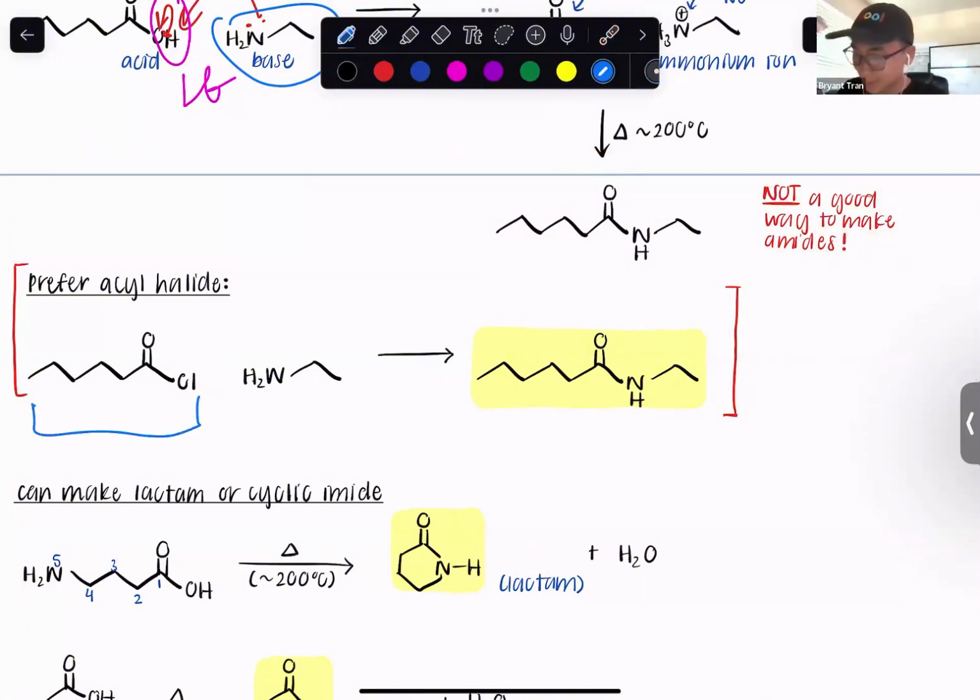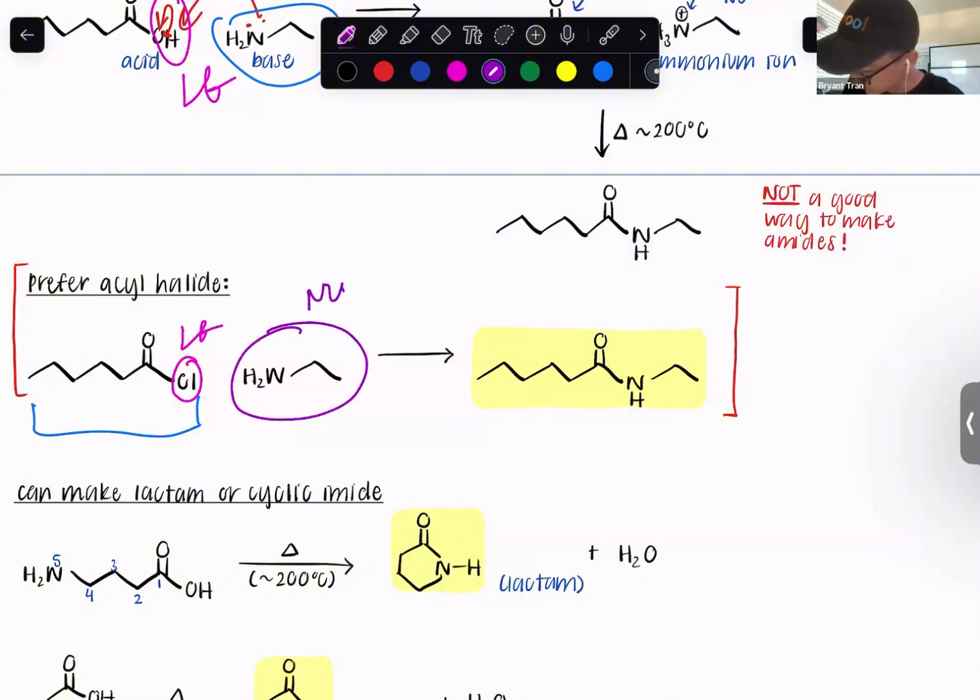The acyl halide, because the most reactive derivative, like we said earlier, does not require acid, does not require base. So it can happen in neutral conditions, like with a neutral amine right there, where this is the leaving group, this is the nucleophile, and we see that the nucleophile substituted the leaving group right there.